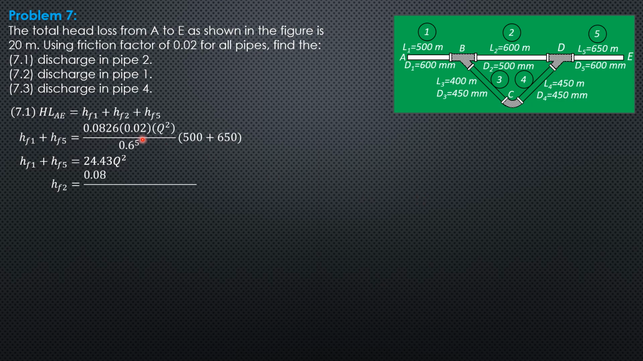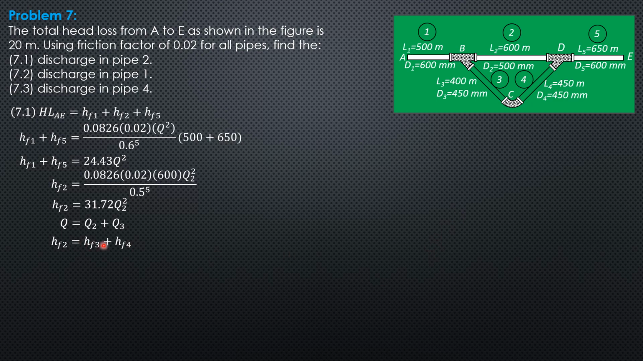Let's express HF2 in terms of Q2. HF2 is 0.0826, 0.02, length 600, Q2 square over 0.5 raised to 5. So that means HF2 is equal to 31.72 of Q2 square. Then as I said, Q equals Q2 plus Q3. Then HF2 equals HF3 plus HF4. And Q3 equals Q4. Take note of that.